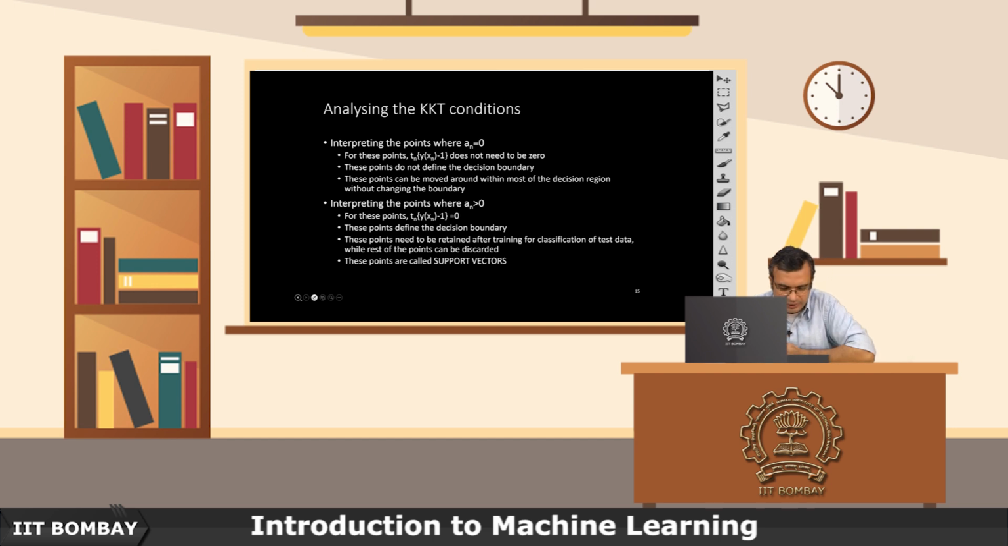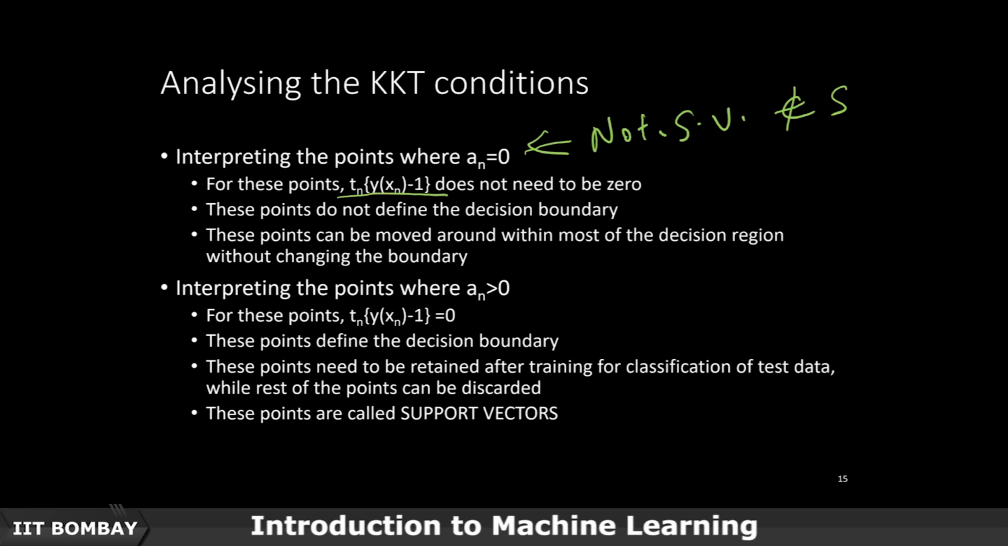Okay, before that, let's quickly look at the KKT conditions. These are called Karush-Kuhn-Tucker conditions, the three conditions that I talked about. So how do we interpret this? Wherever you have a equal to 0, those are the points that are not support vectors, that do not belong to the set S, the set of support vectors. So for these points, this particular condition need not be 0, it can actually be greater than 0. What that means is that they are further away from the margin.